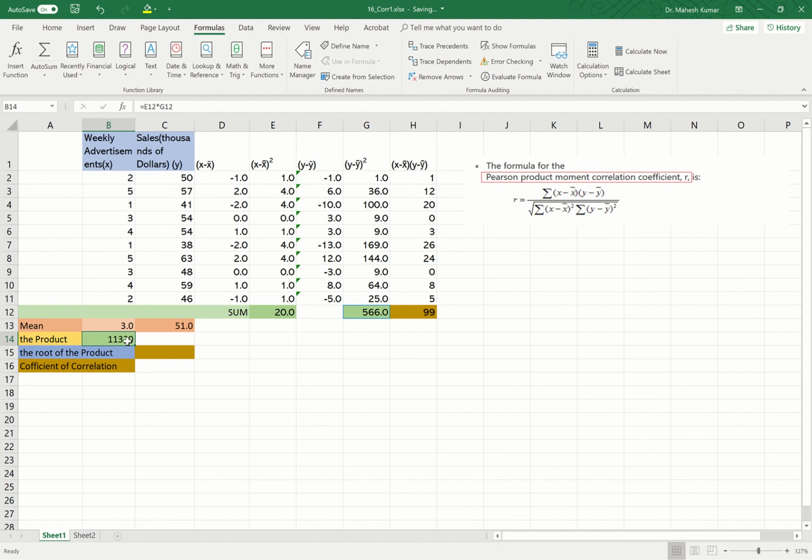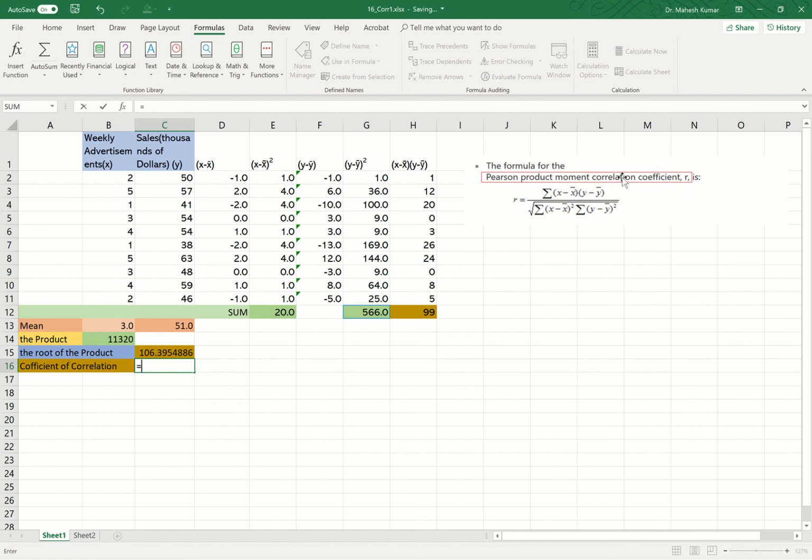But we are not using this in denominator. We need to use the root of this product. So root of this product would be equal to this number, and then for root what we will do, we will take the raised to power 0.5, right? So that this way we will be doing the under root or square root. So here we go, click enter, and the square root is 106.395, so on.